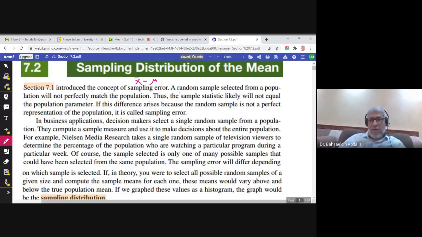A random sample selected from a population will not perfectly match the population. Of course, if you choose a sample, the mean of the sample will be different than the mean of the population. So the sample statistic likely will not equal the population parameter. There is always a difference between X bar and mu. If this difference arises because the random sample is not a perfect representation of the population, it's called sampling error. So the sampling error is X bar minus mu.